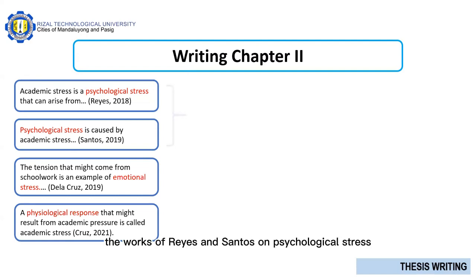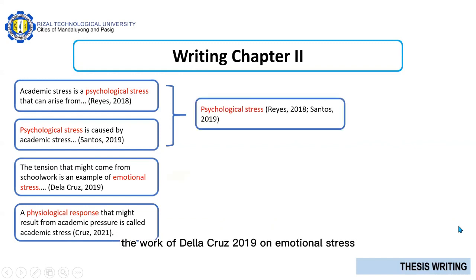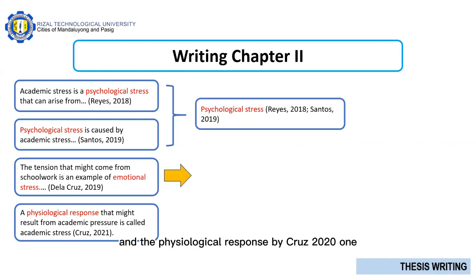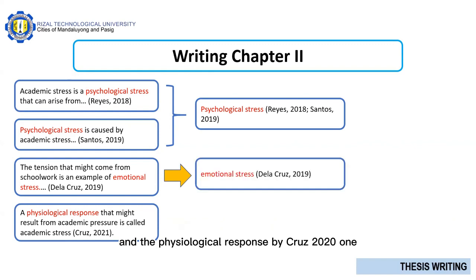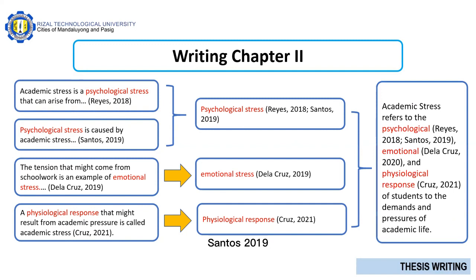The works of Reyes and Santos on psychological stress can be combined into Reyes, 2018, and Santos, 2019, the work of Dela Cruz, 2019, on emotional stress, and the physiological response by Cruz, 2021, can be combined into one sentence. Academic stress refers to the psychological, Reyes, 2018, Santos, 2019, emotional, Dela Cruz, 2020, and physiological response, Cruz, 2021, of students to the demands and pressures of academic life. Here you will notice that there are already four citation references in just one sentence.